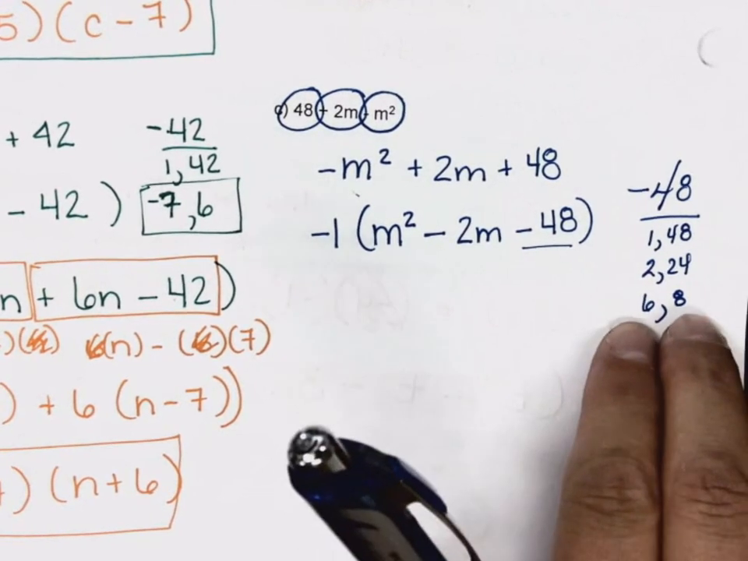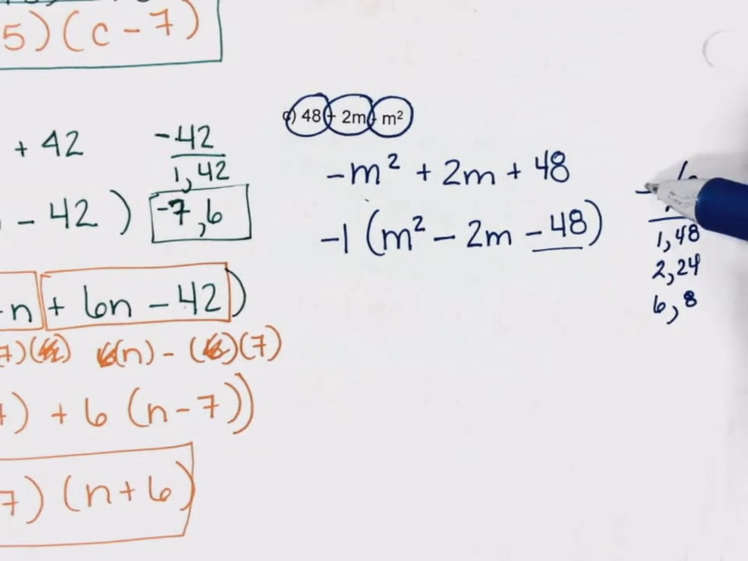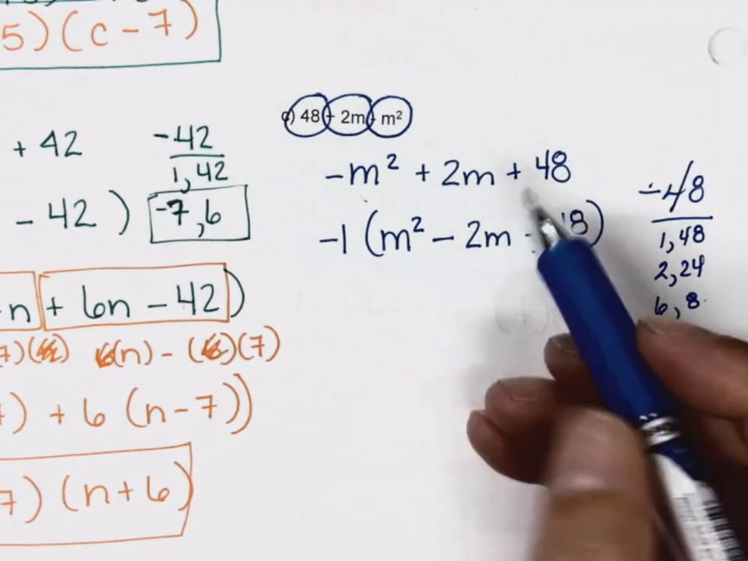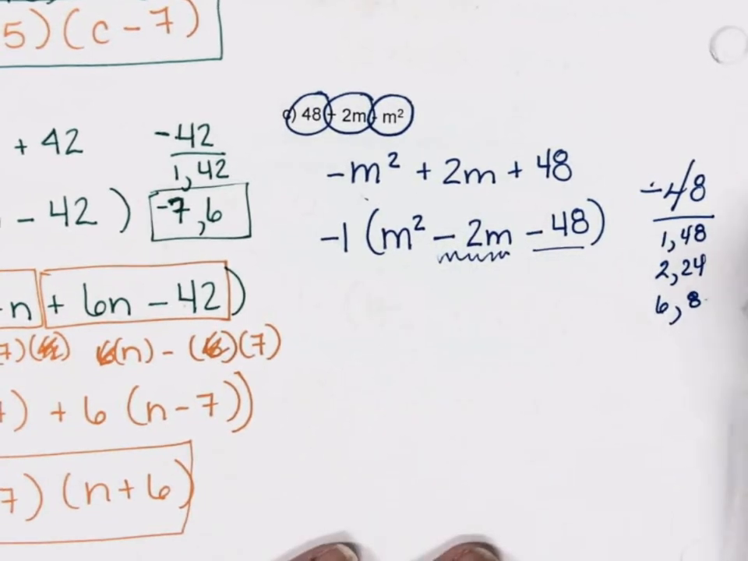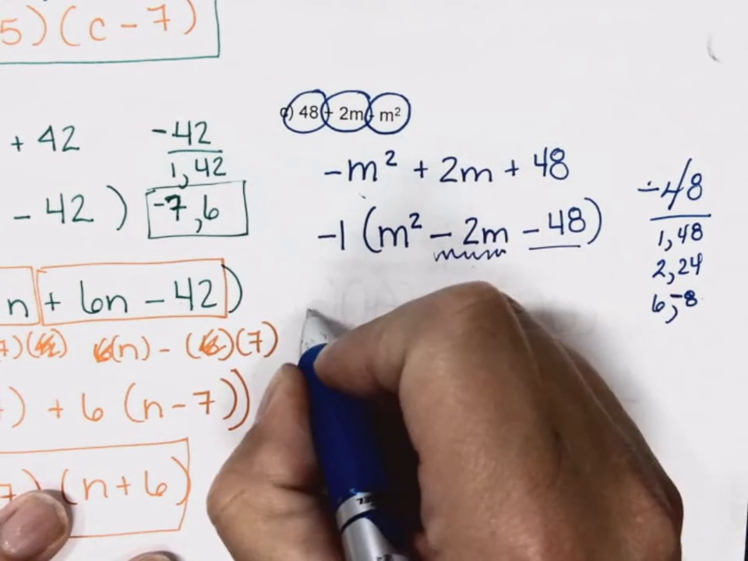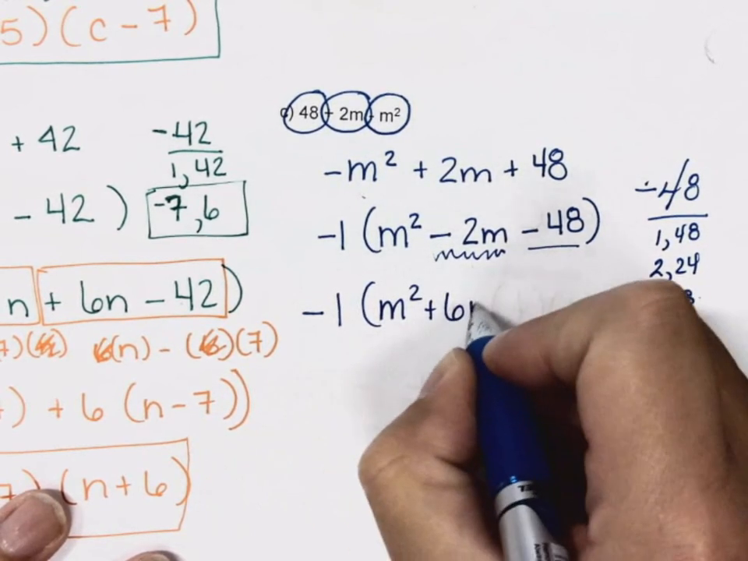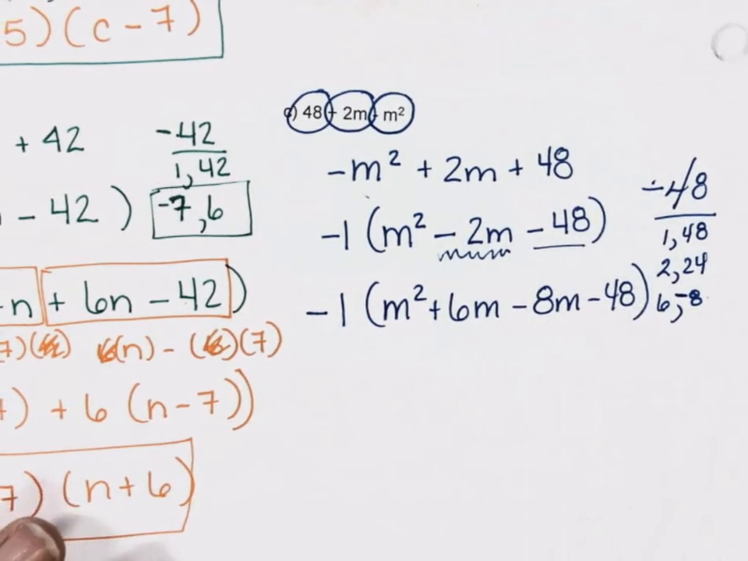So I know that these two signs are going to have to be different. One's going to have to be positive, one's going to have to be negative. So when this is negative, these signs are opposite and we're subtracting them. And I want to pick the pair that subtracts to the middle term's coefficient, so subtracts to negative 2. So this is going to be the negative, because 6 minus 8 is going to give me that negative 2. Okay, so now I rewrite that middle term: plus 6m minus 8m minus 48.